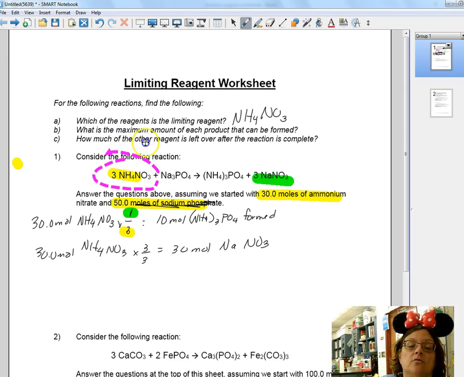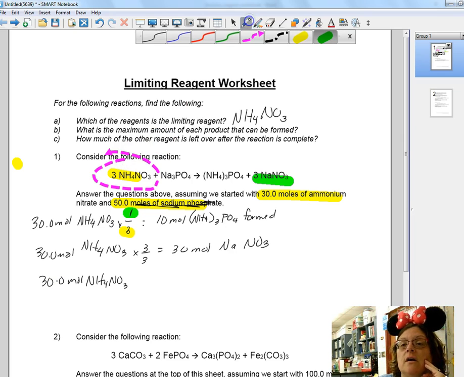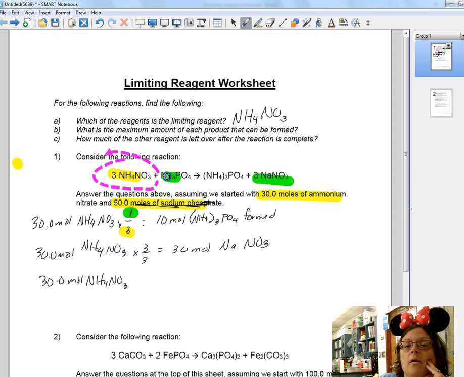Question 3, or C now, how much of the excess is left over? Again, I'm going to start with Mr. Limiting, which is ammonium nitrate. What's my ratio, though? This time, my needed value is going to be sodium phosphate. What's my ratio of ammonium nitrate to sodium phosphate?